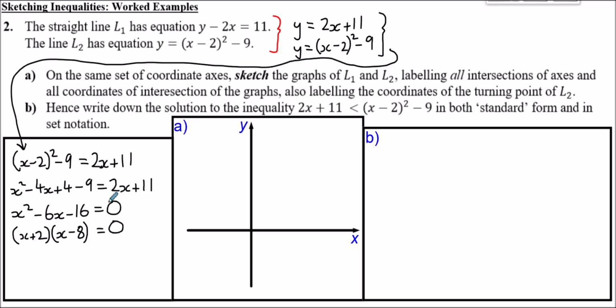So we're going to intersect here where x is minus 2 and when x is positive 8. We now need to think about what y would be when x is minus 2 and what y would be when x is 8. So when x is minus 2, let's pop this into one of these equations. Let's pick the top one because this seems easier. So 2x would become 2 times minus 2, which is minus 4. Minus 4 plus 11 is 7.